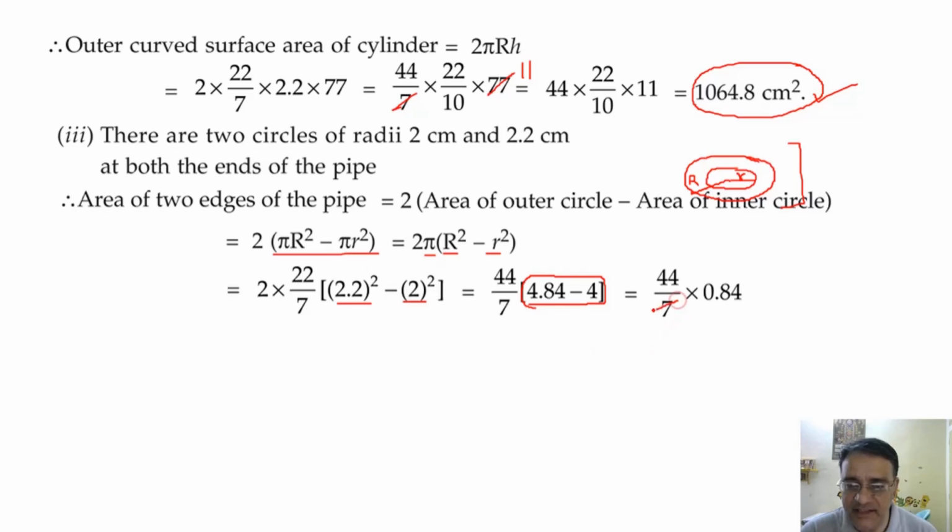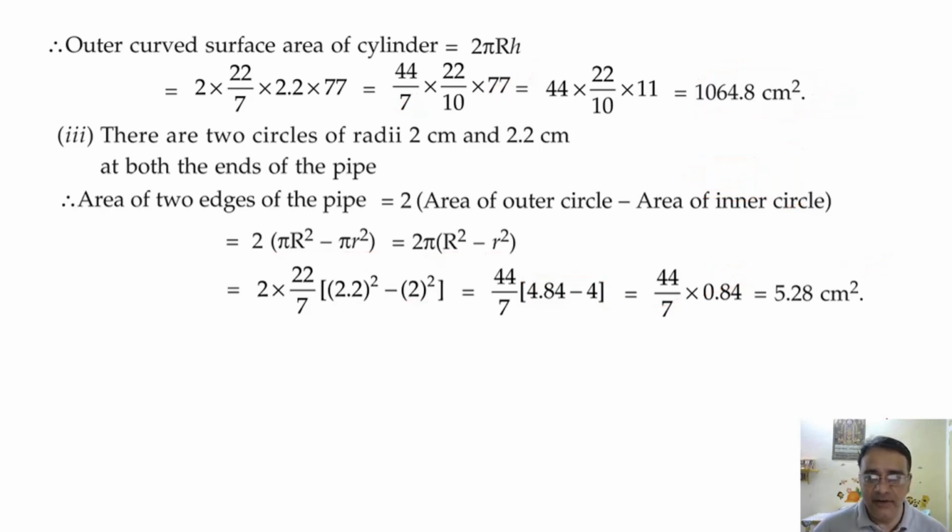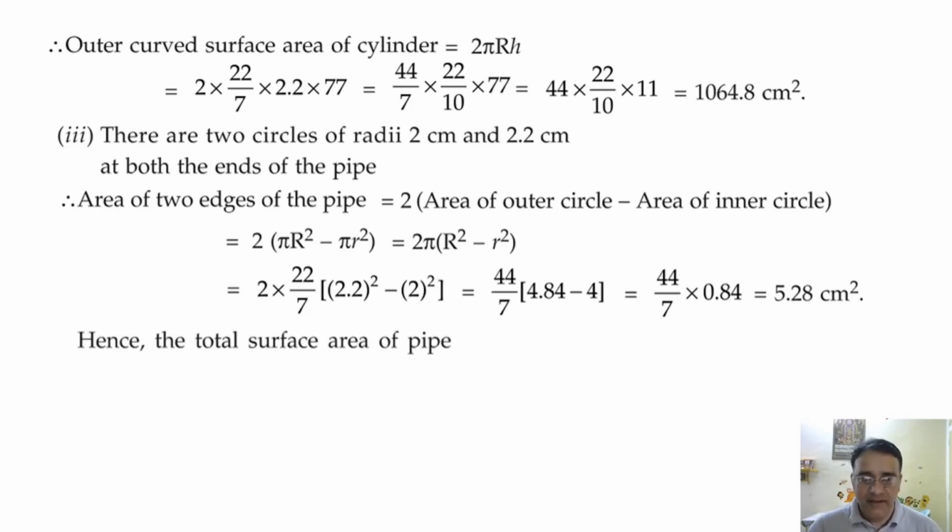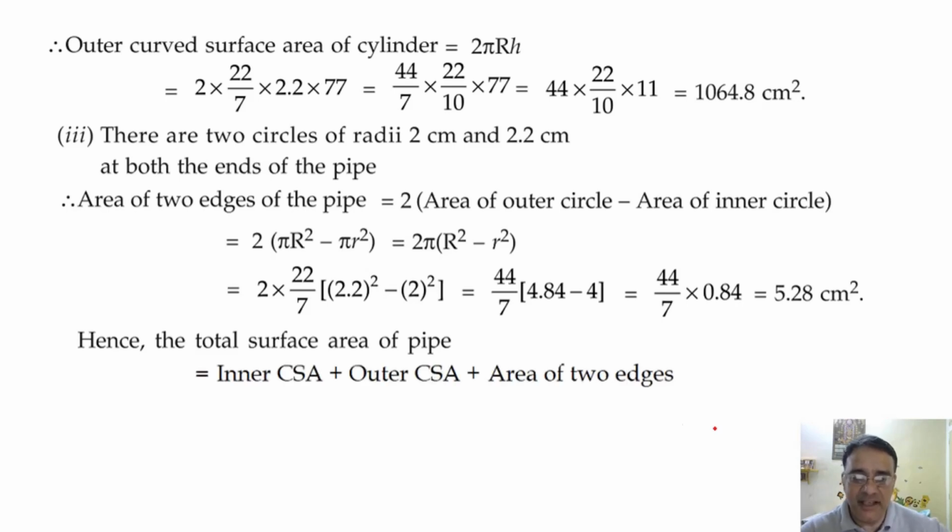Now this 2 we can cancel it. 0.12 into 44. You will get 5.28 centimeter square. So this is the area of both the ends. Now total surface area में आ जाएगा inner curved surface area, outer curved surface area and the area of two edges. Right? Hence the total surface area of the pipe will be equal to inner CSA, outer CSA plus area of two edges. Whether this is clear?